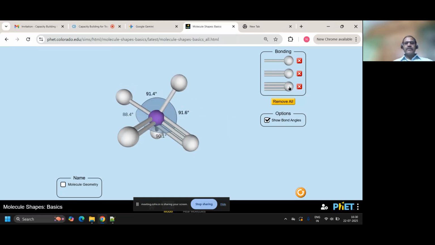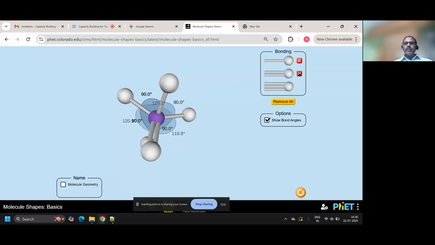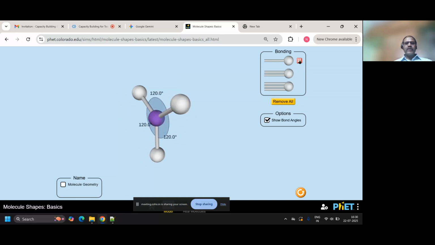Is that triple? If I keep on clicking, at some point it will not allow me, because for a given main atom it will not allow more than a certain number of external atoms to get attached to it. You know how many electrons are on the outer edge, and then how many things can bond with this, right? That you know. Now if I slowly remove one by one, how will it look?